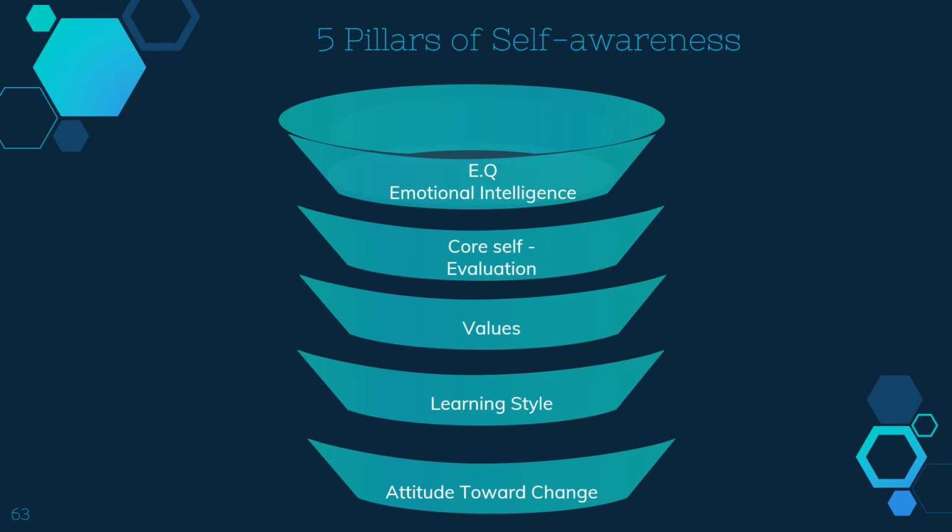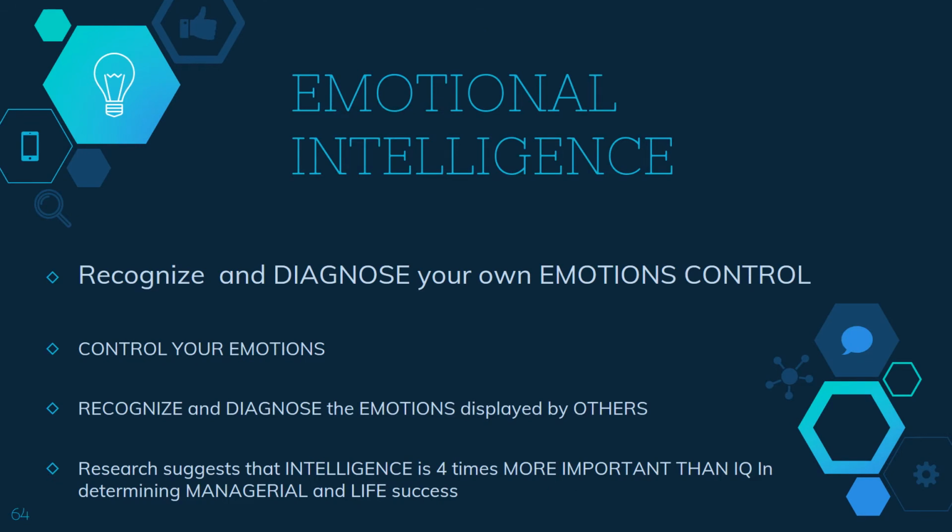5 Pillars of Self-Awareness. 1. EQ, emotional intelligence. 2. Core self-evaluation. 3. Values. 4. Learning style. And 5. Attitude toward change. Emotional intelligence: recognize and diagnose your own emotions. Control your emotions. Recognize and diagnose the emotions displayed by others. Research suggests that emotional intelligence is 4 times more important than IQ in determining managerial and life success.